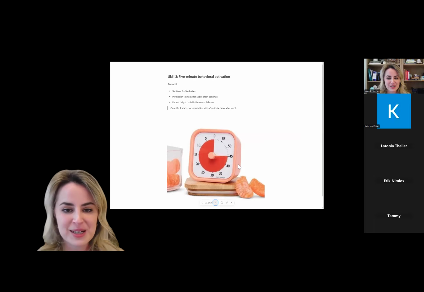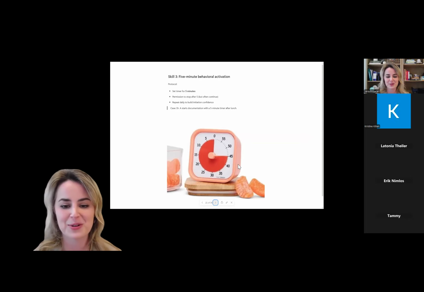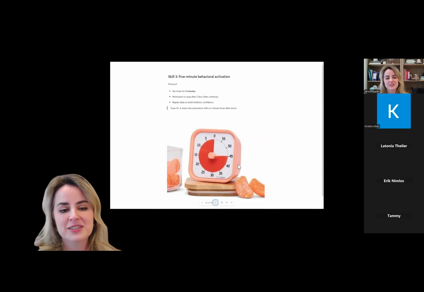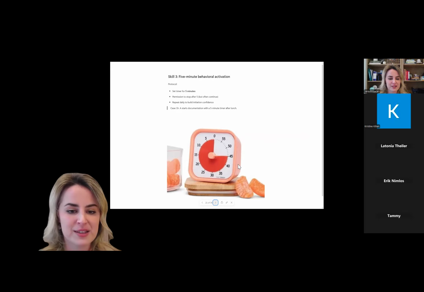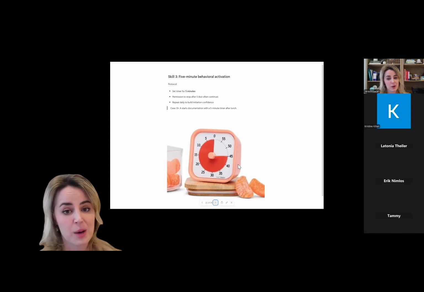One great way to do this, and I do this with my toddler. I have a 3-year-old. I have a timer. We have a very visual timer. Let's start with just 5 minutes and give yourself, this is important, give yourself permission to stop when that 5 minute timer goes off.